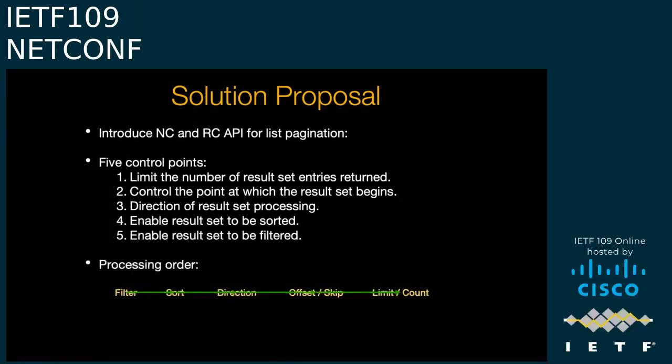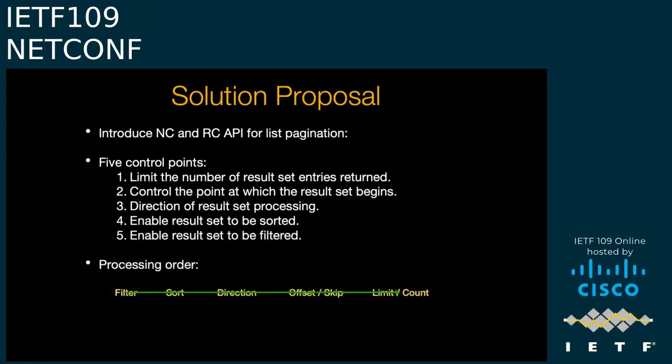Maybe you don't want to start at the very beginning of the list. You might want to begin somewhere in the middle. There's the direction that the results are returned. Are they returned in the forward or reverse direction? And potentially there's the ability to sort the results, maybe on a particular node or, in SQL terms, on a column, sort on a particular column and then the results would be in that order. Or if it's an ordered-by-user list, by default, the order is the configured order, as it were, by the ordered-by-user list.